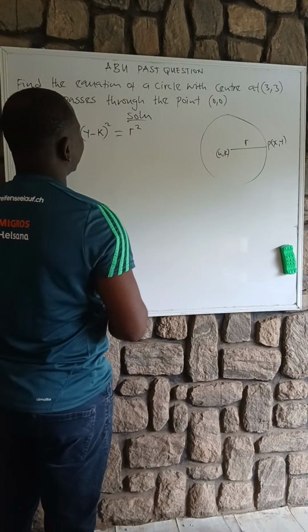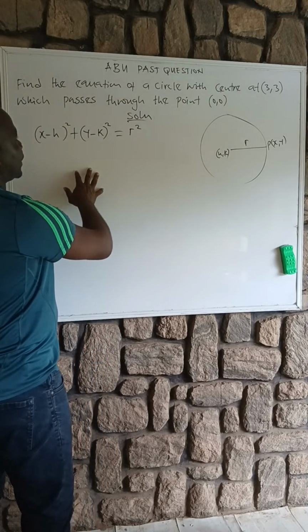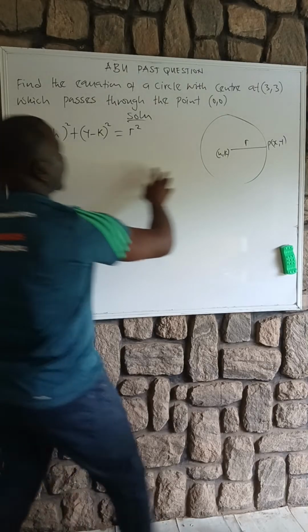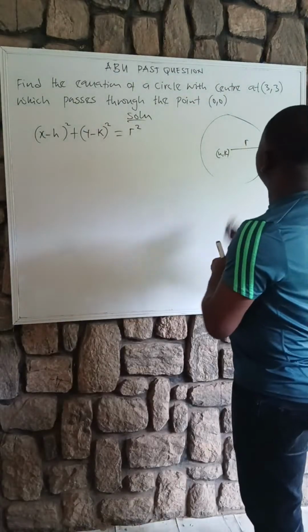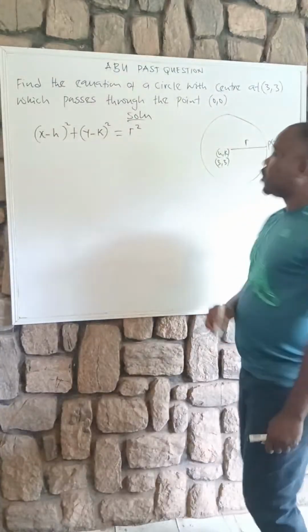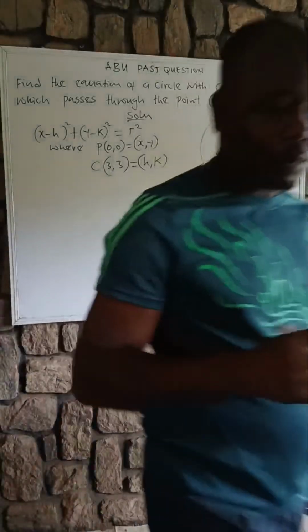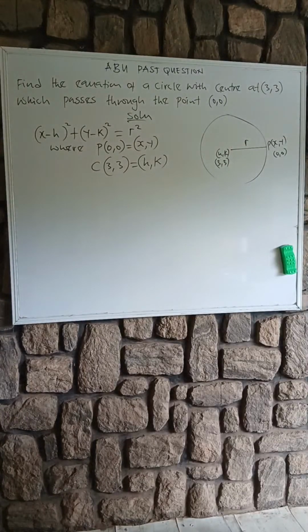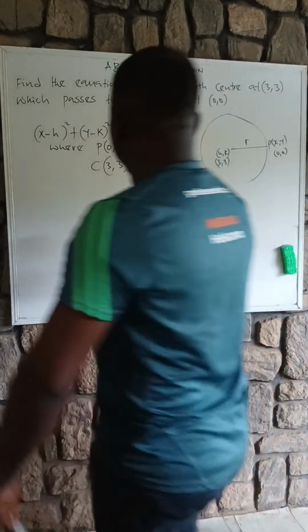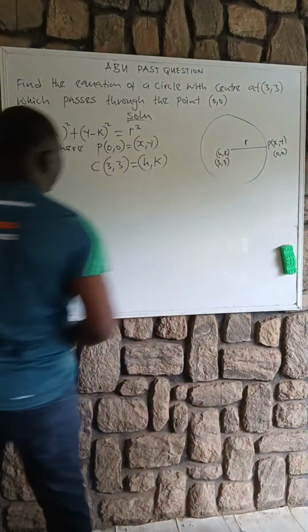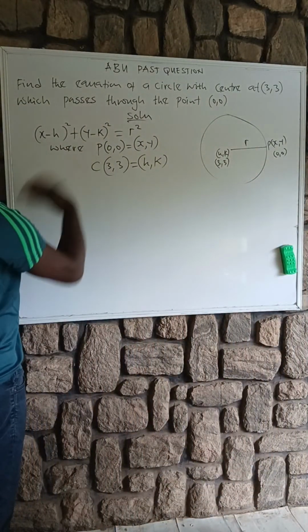Is that clear? You can now see that at the center, it means here is (3, 3). Do you agree with me? Are you following? Okay, so if you agree with me, it implies that here you don't need a prophet to tell you.